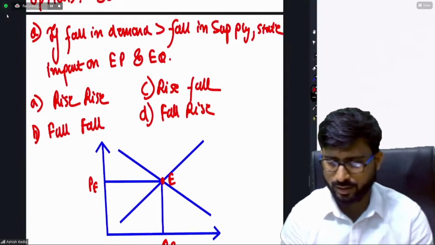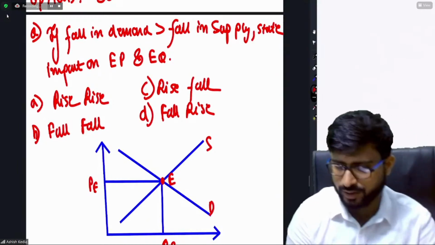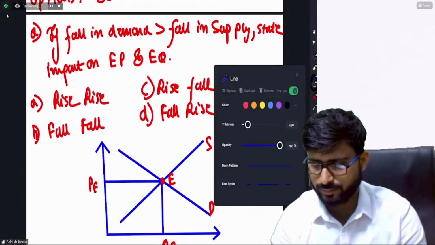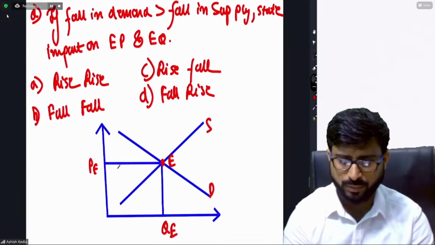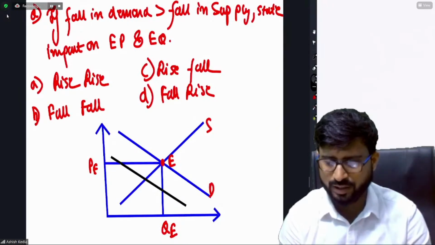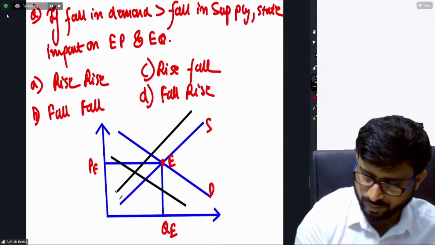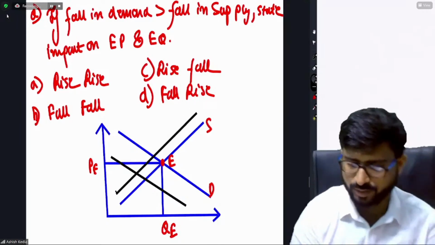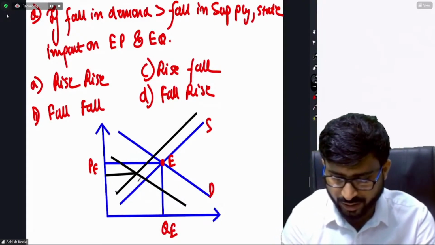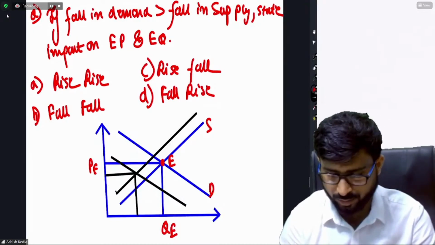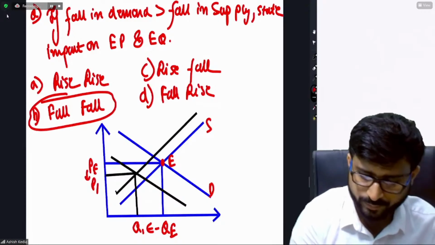Now, if demand is this and supply is this, if fall in demand is greater than fall in supply, demand is shifted leftward more, supply is shifted leftward but less. There is a lesser shift of supply leftward. So now these two intersect here. So both are falling. So many correct answers. Fall, fall.